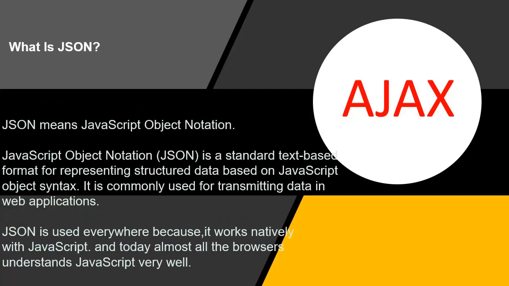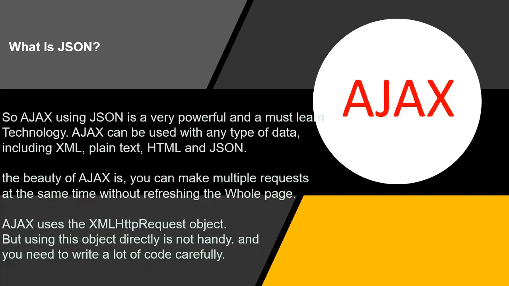What is JSON? JSON means JavaScript Object Notation. JavaScript Object Notation is a standard text-based format for representing structured data based on JavaScript object syntax. It is commonly used for transmitting data in web applications. JSON is used everywhere because it works natively with JavaScript, and today almost all the browsers understand JavaScript very well. So AJAX using JSON is a very powerful and a must-learn technology.